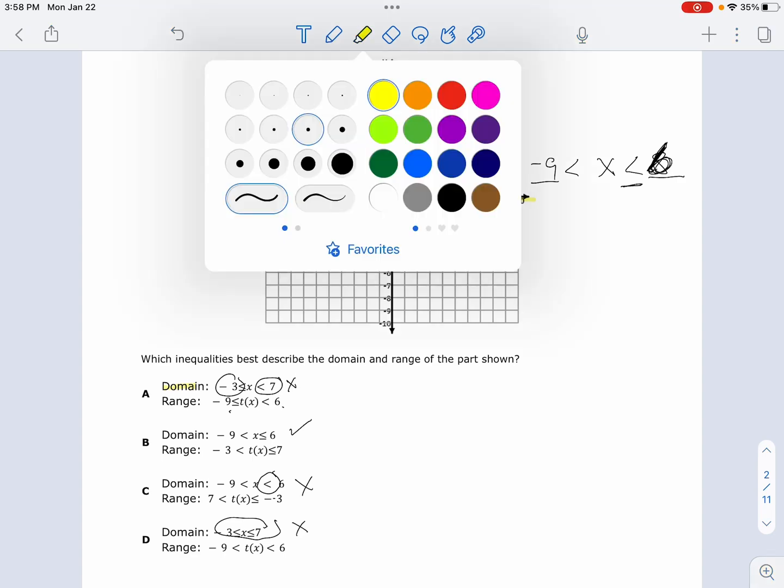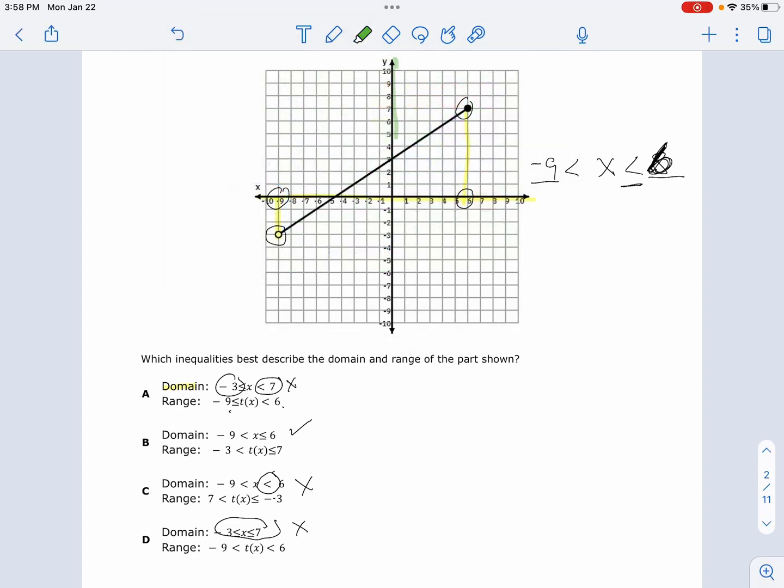So now let's go do range. Range, just looking at my Y's. So I'm going to follow my lowest point over, follow my highest point over. I'm seeing a -3 and a 7. So I'm going to write down my Y, my 2 blanks. Low number is -3, high number is 7. Low circle is an open, so don't underline it. High circle is closed, underline it. And that matches the second one.